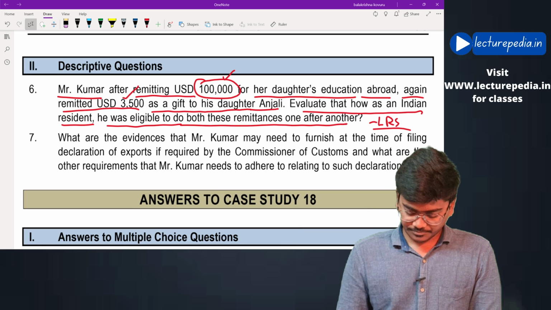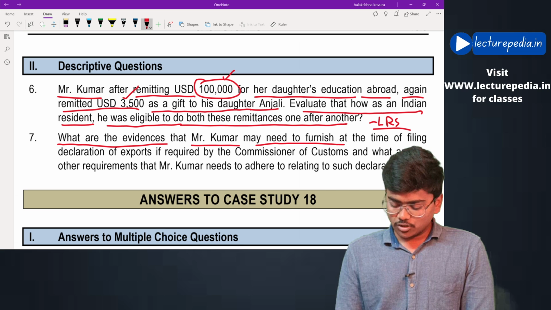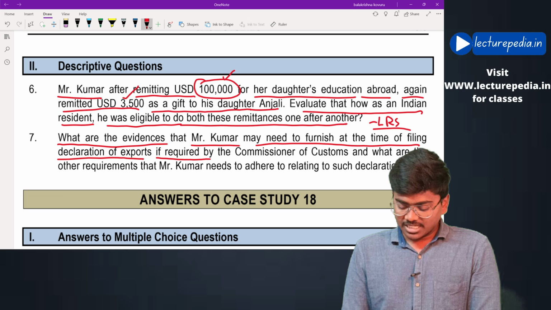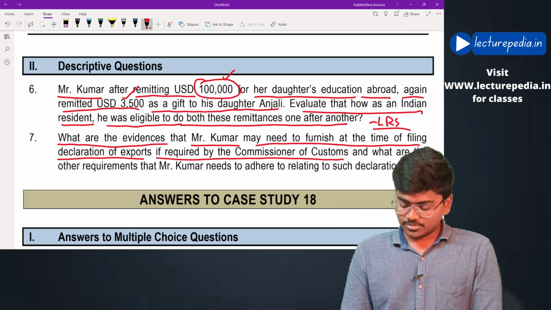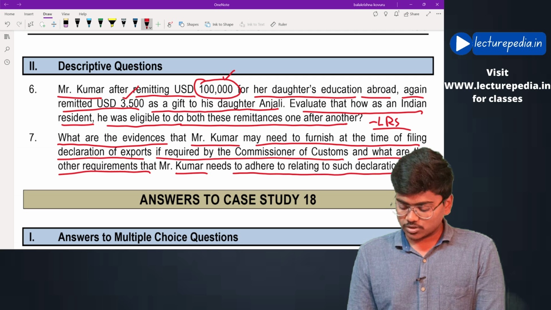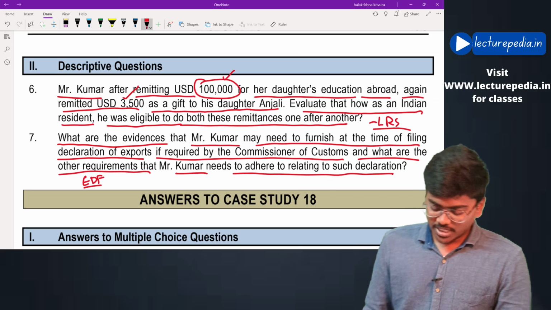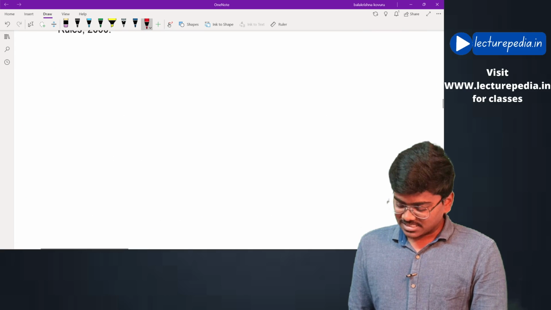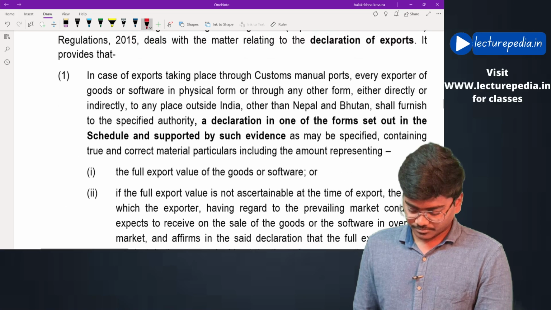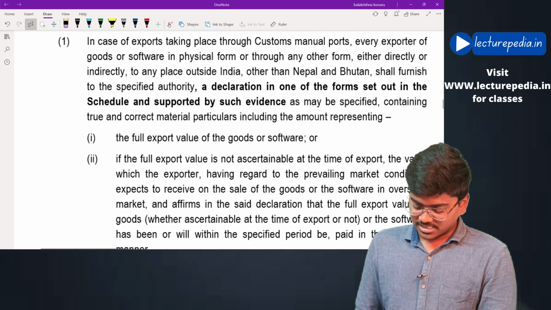Next, what are the evidences that Mr. Kumar may need to furnish at the time of filing the declaration of exports if required by the Commissioner of Customs, and what are the other requirements that Mr. Kumar needs to meet relating to such declaration? Okay, relating to the EDF export declaration form, what are the additional evidences that have to be furnished? Let us read it. What are the additional evidences?